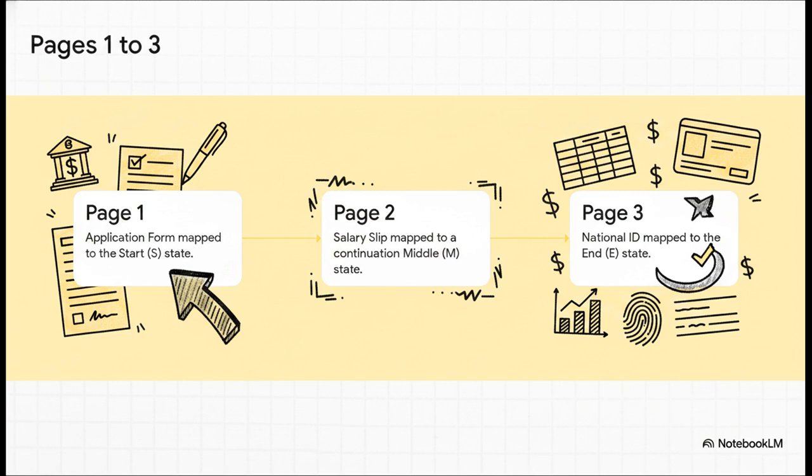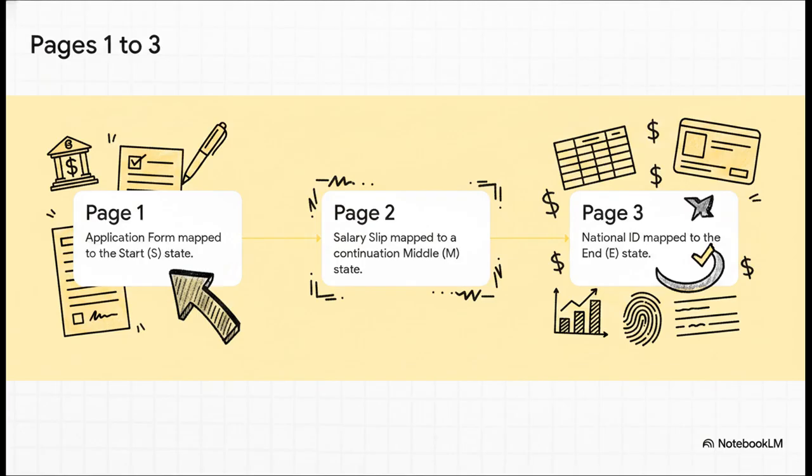Next is page 2. Now, this is an attached salary slip or bank statement. The extracted features here are very different. It's full of table structures, financial figures, and has 0 signatures. It's clearly a continuation of the loan application package, so the AI labels it as a middle state.